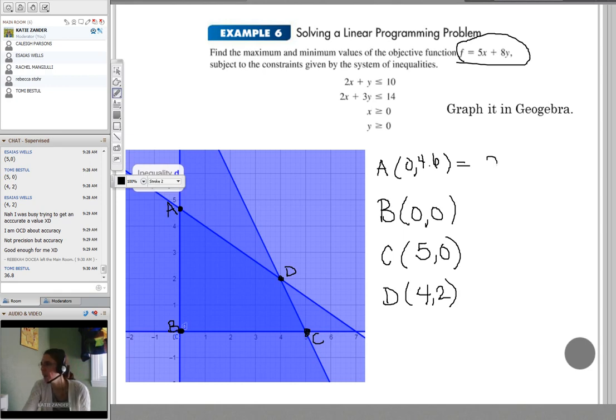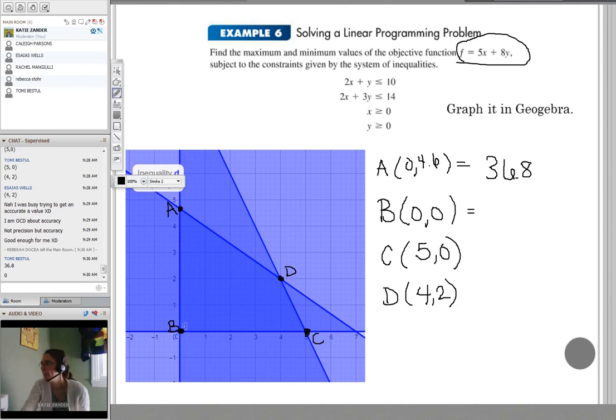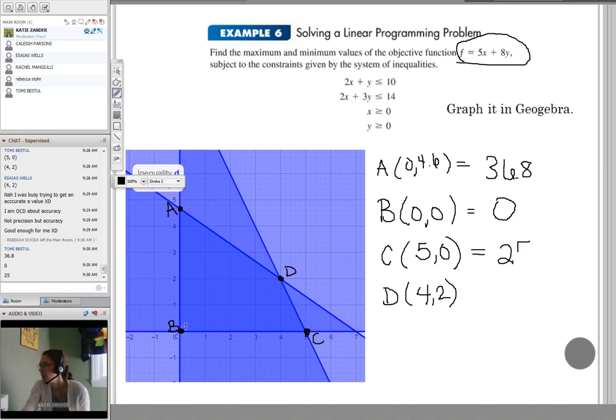About a 36.8. Let's check my notes here. All right, looks pretty good. How about 0, 0? When I substitute the point 0, 0 into that objective function, what do we get? 0. What do we get when we substitute in 5, 0? Yep. And lastly, what do we get when we substitute in the 4, 2?